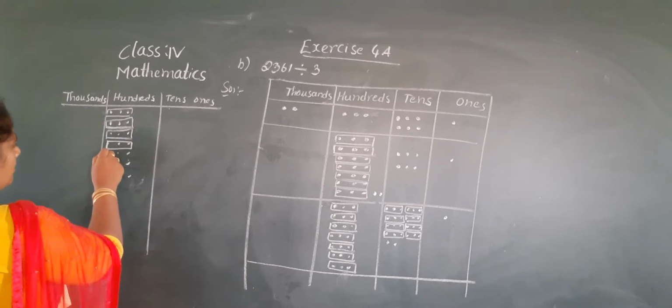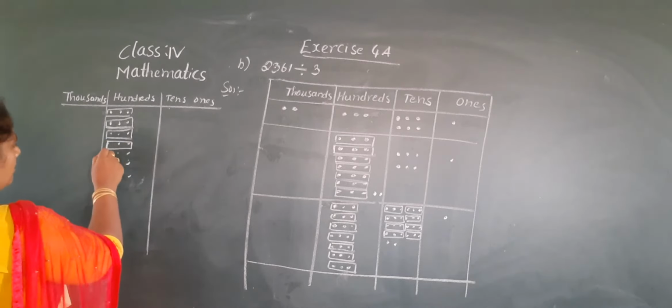So this is the continuation, children. 8 groups. Come on, keep. 1, 2, 3, 4, 5, 6, 7, 8, 9, 10, 11. So you have to keep 8 groups. 1, 2, 3, 4, 5, 6, 7, 8.